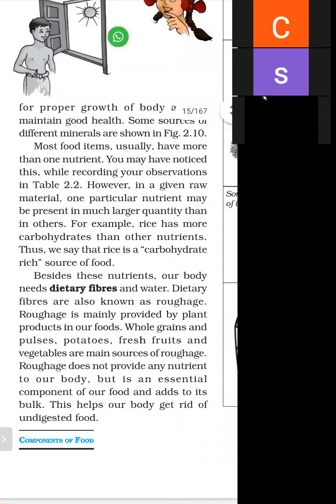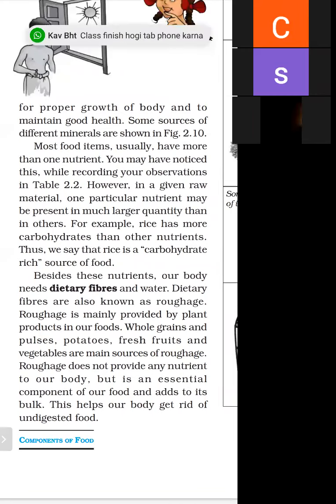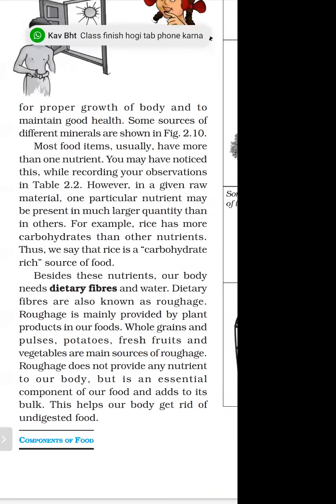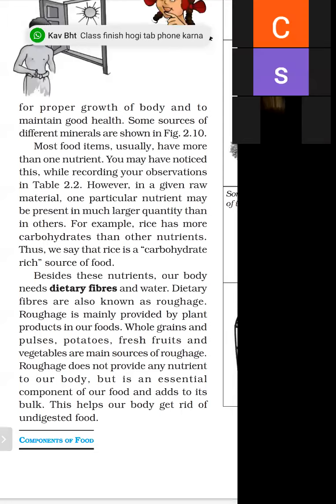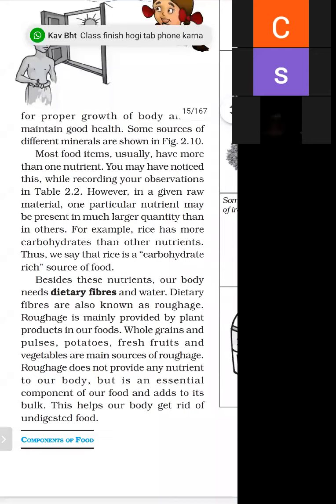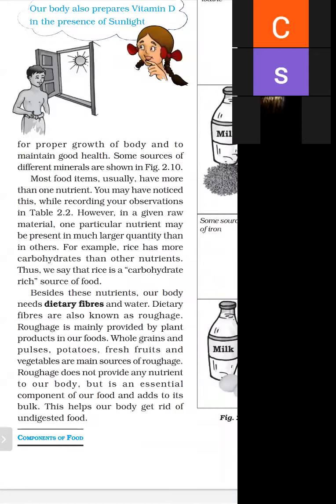Next component of the food is dietary fiber and water. And what is dietary fiber? Dietary fiber is known as roughage, and roughage is also obtained from the plant products in our food, and these are also obtained from whole grains and pulses and fresh fruits and vegetables. But roughage does not give any nutrient to our body.